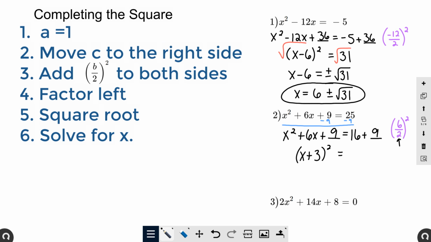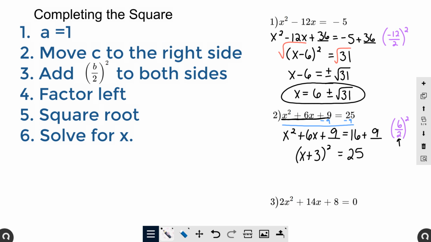See how that works? Now what's 16 plus 9? 25. So some of you may have noticed this from the beginning, and some of you may not have. This problem right here was actually a perfect square trinomial. It could have just gone ahead and factored to there. But it's good to follow the steps. If you follow them every time, you get them right. So we have now factored.